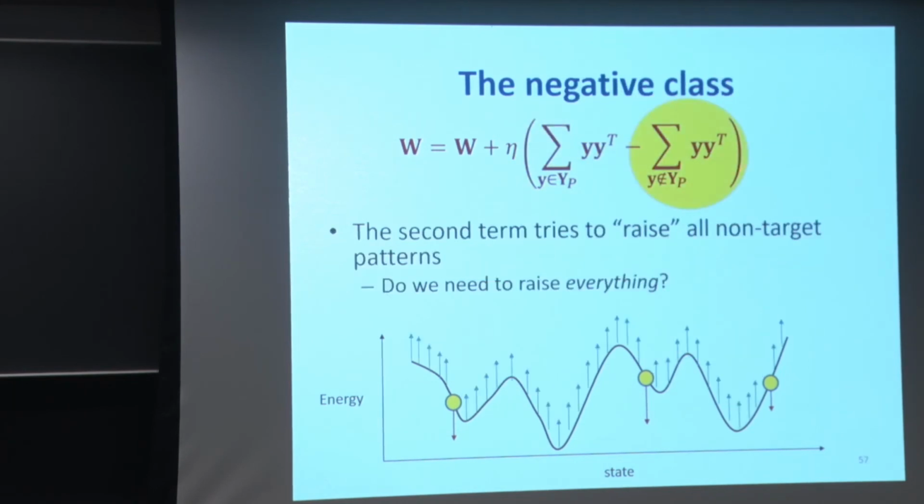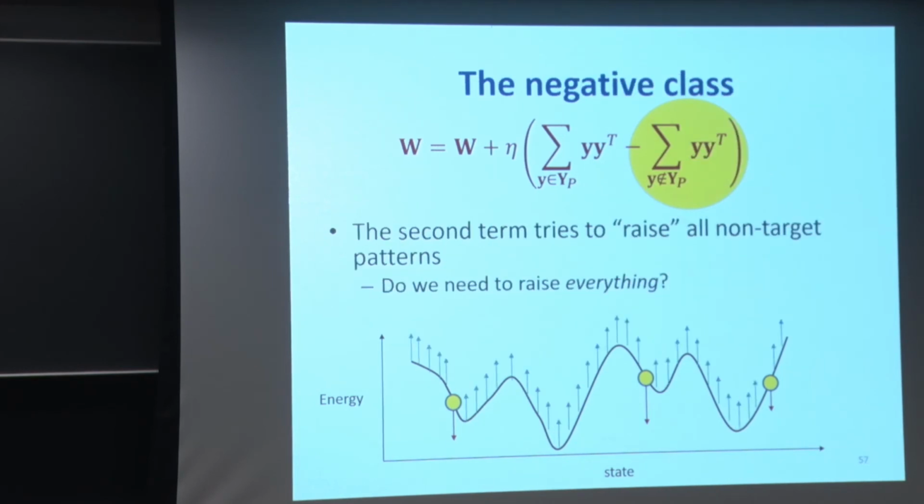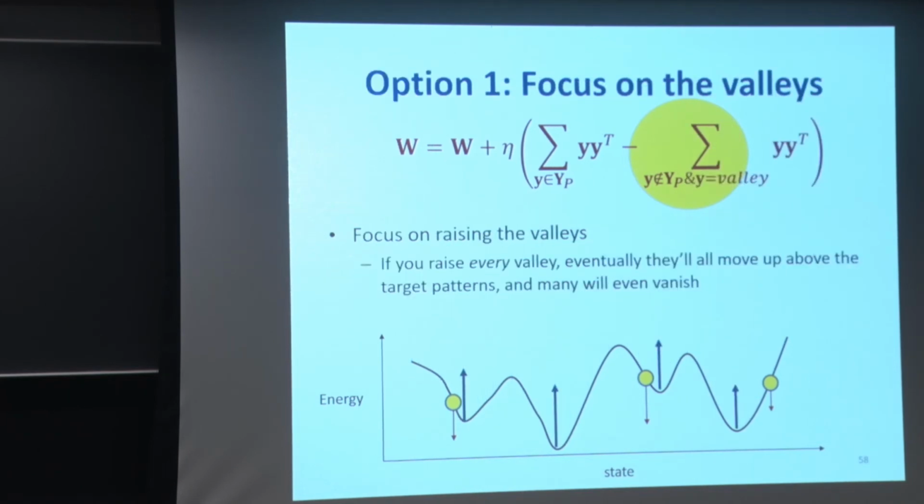And the second term is trying to increase the energy of the other patterns. It's trying to pull up the energy everywhere else, right? The problem is you're trying to raise everything and you have an exponential number of such points. Do we really need to pull up everything? Not really, right? Think of it this way. If in the current setting of W, this is a pattern, and there's a valley downstream of it, I only need to be pulling up the valleys. I don't need to pull up every pattern. If I just pull up the valleys, that should be sufficient to pull up the energy of the network everywhere except at the target patterns, right?